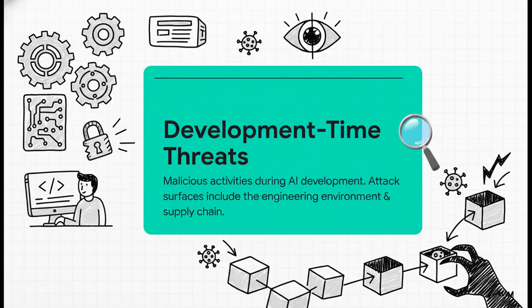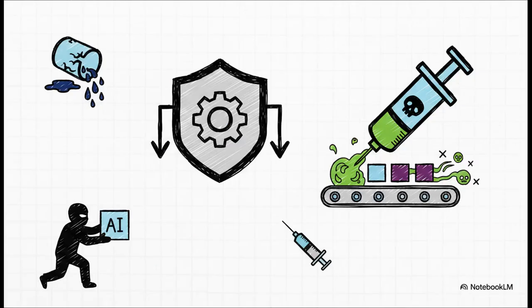So to put it a little more formally, development time threats are malicious activities that target the system while it's still being built. The most vulnerable points here are the engineering environment, where all the data scientists are working, and, this is a big one, that whole supply chain that's feeding data into the model. Now, this category covers things like leaking training data or even outright stealing the model. But the classic, and maybe the most insidious, development time threat is data poisoning. And that's the one we're really going to dig into.